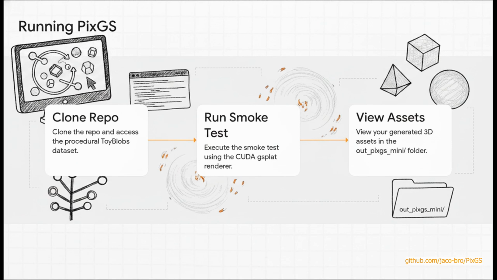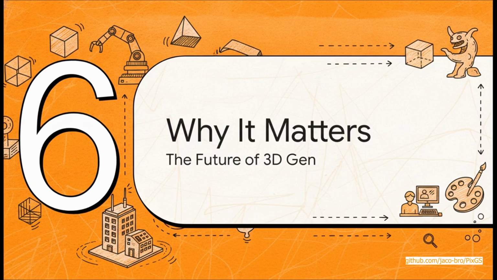And honestly, it is incredibly accessible. You can literally run a smoke test on their synthetic toy dataset today just to see the end-to-end training pipeline in action. The authors included a procedural toy dataset called Toy Blobs. Once you clone the repo, you can trigger a multi-stage training schedule test right from your command line. The system handles all the sampling and the PLY export, and you can instantly view your generated 3D assets dropping right into the out.pixgs_mini folder. It totally bridges the gap between reading a dense computer vision paper and actually running cutting-edge code on your own machine. Finally, Part 6. Why this breakthrough matters.